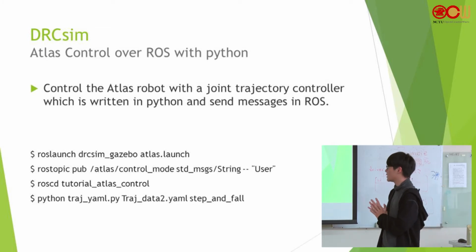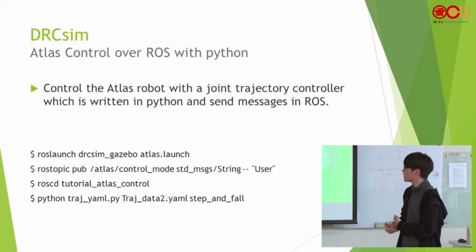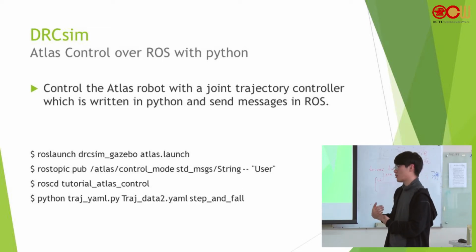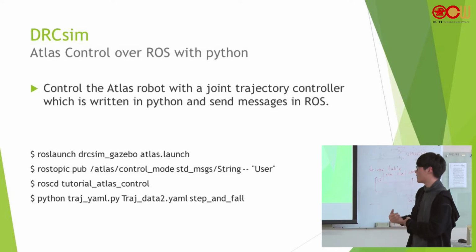And this part is telling you how to use Python. You can maybe write some code with Python in ROS and control the Atlas by ROS. Like I wrote a Python node here, a ROS node with Python, and I can change the joint state of the Atlas.